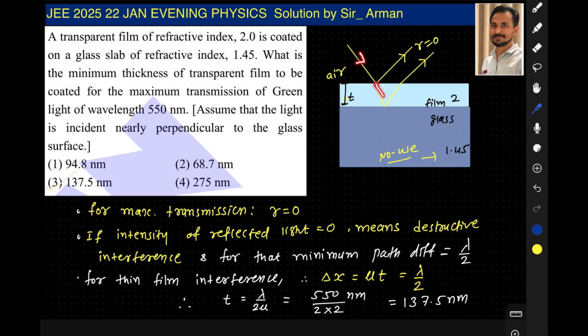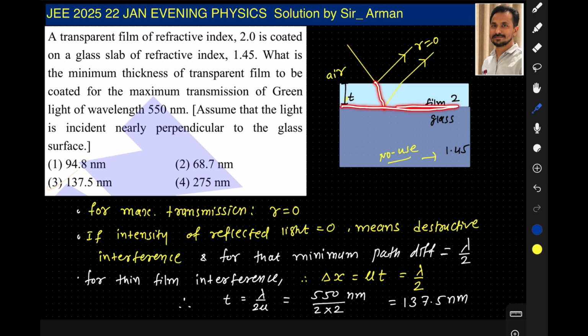If you allow white light to pass, let's say a white light is incident, then the maximum transmission should happen for the green light having wavelength 550 nanometer. And we have to assume that the light is incident nearly perpendicular to the glass surface. It means light is not incident exactly perpendicular but very near perpendicular. Okay, so we should know that when light is incident here, it goes from air to a denser medium, so it will bend towards the normal.